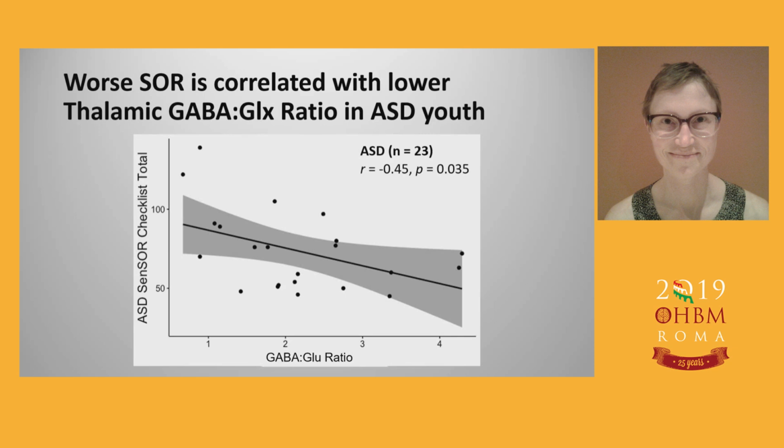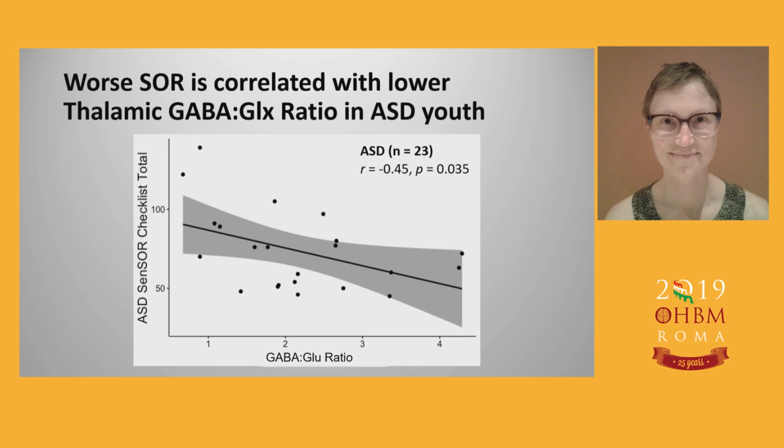What you see here is that in the lower GABA range, so towards the left side of the graph, the sensory over-responsivity is worse, where they have lower inhibitory tone.